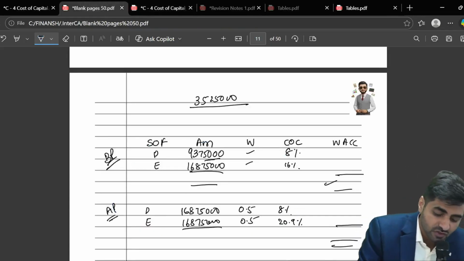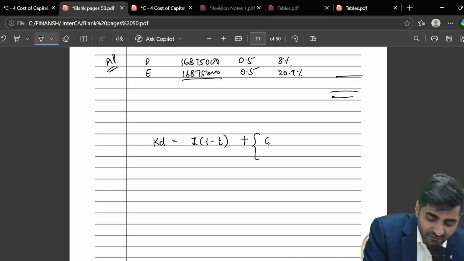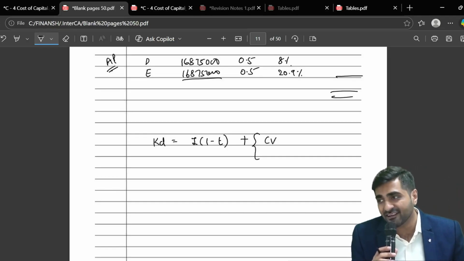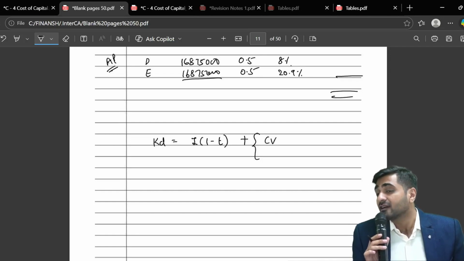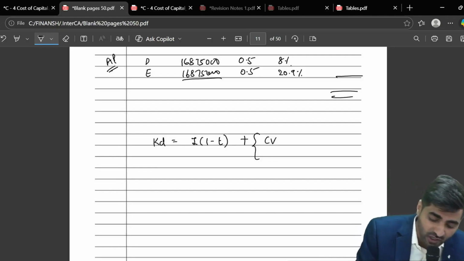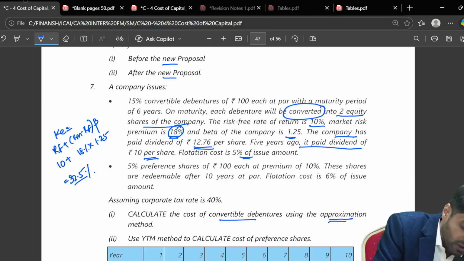So how do you calculate your KD? Interest into 1 minus tax, plus, instead of RV, I will write down conversion value. Why will I write down conversion value? Because at the end, are you going to get it converted into cash or into shares? Shares. So conversion value minus net proceeds upon N, divided by conversion value plus net proceeds upon 2.